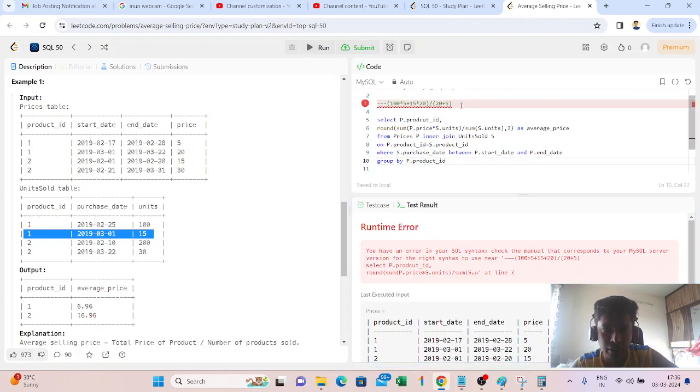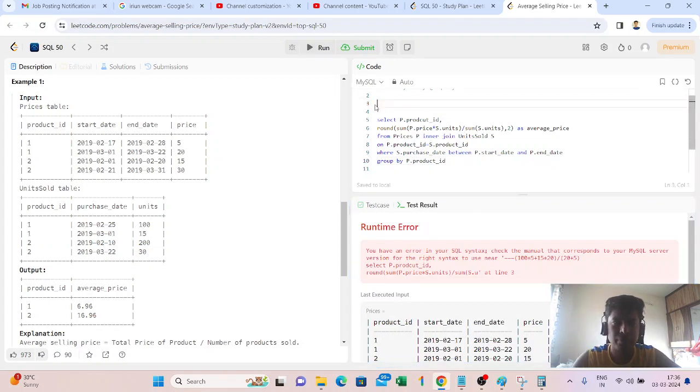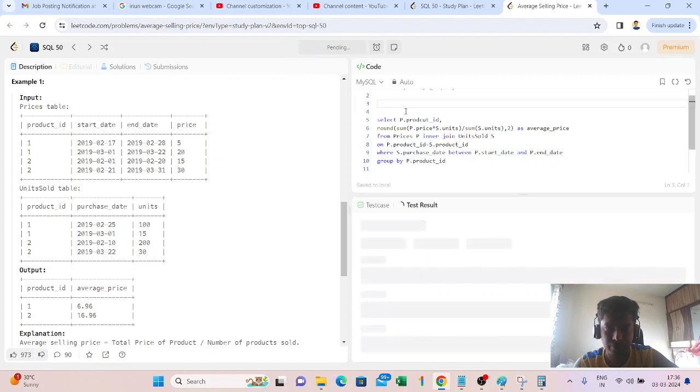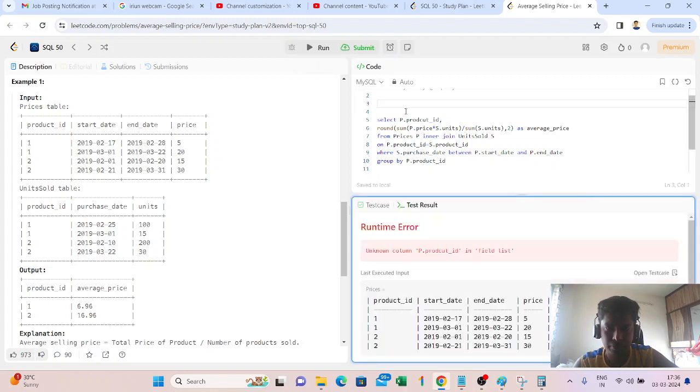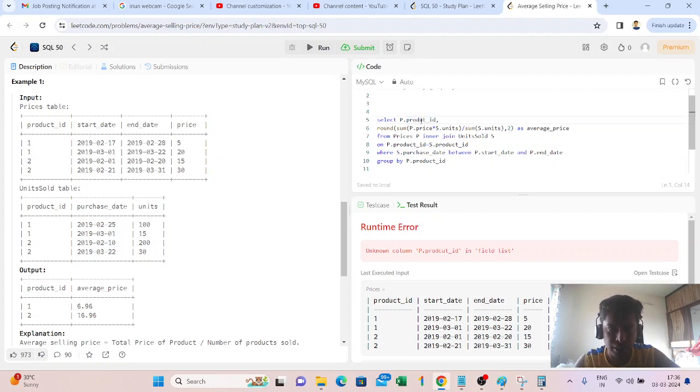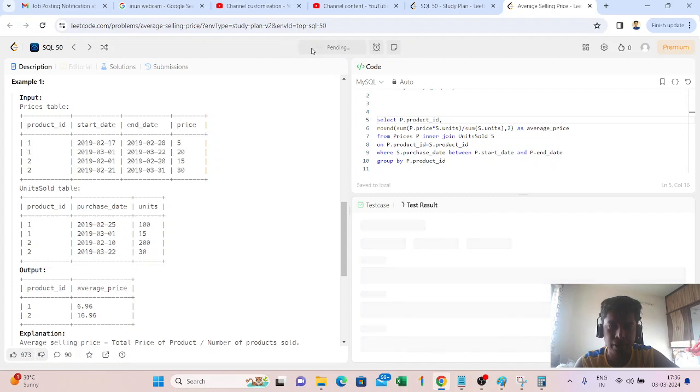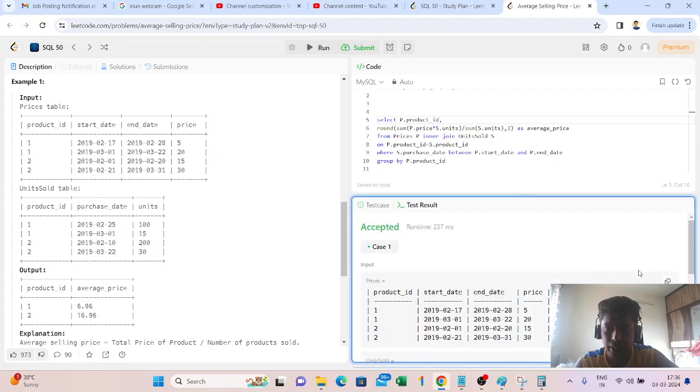Oh, sorry, it does not take it as a comment. Oh, it is giving me some error. P dot product ID, again a spelling mistake: PRODUCT. I will run it again quickly, and see, it is accepted.